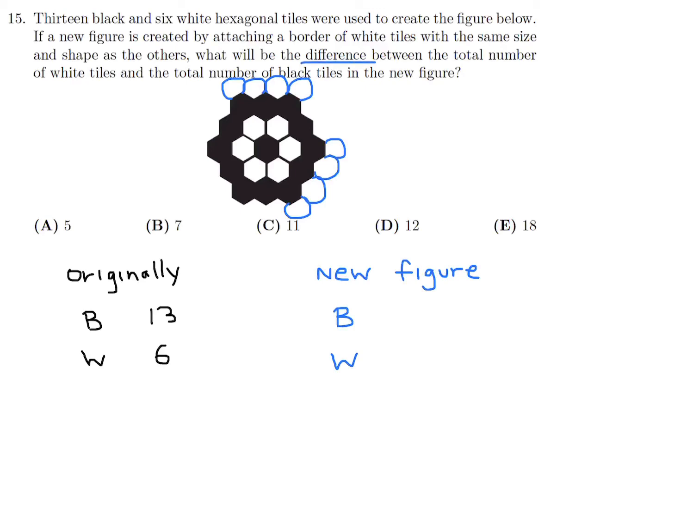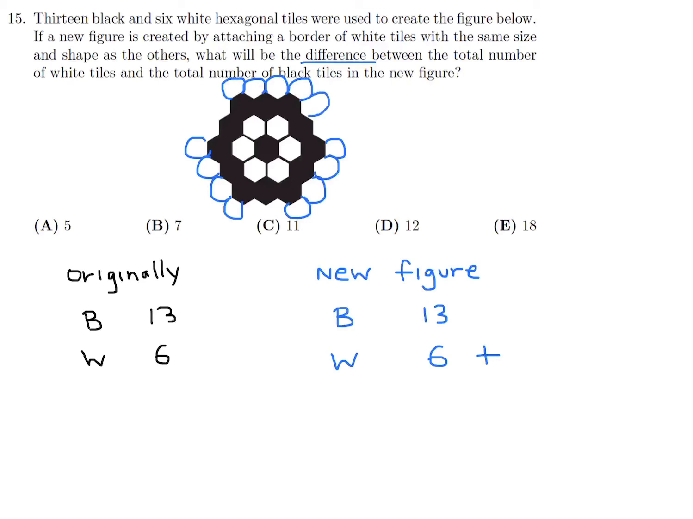Okay, when you do that, what color would these blue guys be that I'm drawing in? Well, they're going to be white tiles, right? Because it's alternating. Black, then white, then black, then white. So because this new row will be all white, the black number doesn't change. It will still be 13. Now, the white was originally 6, and then we're going to add a bunch.